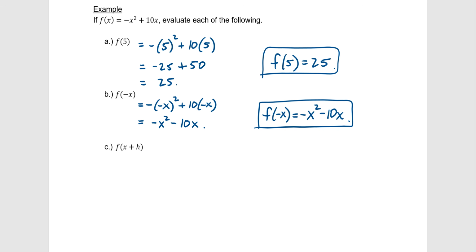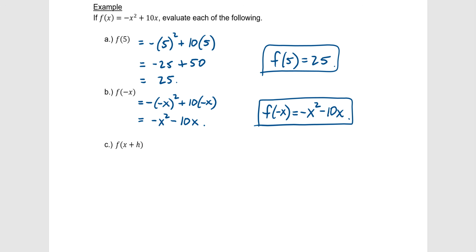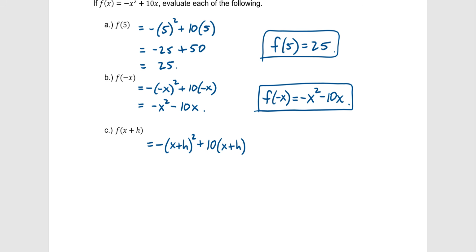Okay, and last one, we have f of x plus h. So it looks a little different because we have this x plus h. We've done one that I believe it said x plus 3 on the last page. We do the same thing though. Everywhere there's an x in the original function, we're going to plug in an x plus h with parentheses. Okay, so it becomes negative x plus h squared plus 10 times x plus h. So we have to simplify this.